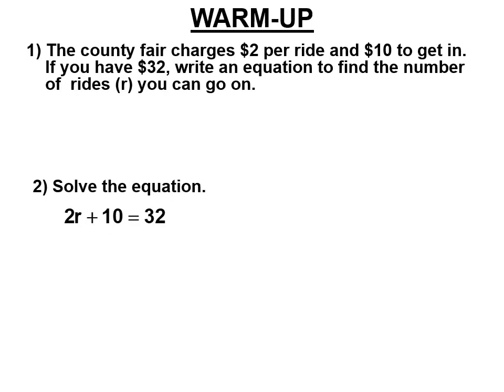All right, so the county fair charges $2 per ride and $10 to get in. If you have $32, write an equation to find the number of rides you can go on. So it's $2 per ride. There's our rate, but we have a constant, so this is not a proportion. And if you have exactly $32, we're writing an equation. So that's called the writing of the equation. All right, there is the answer.